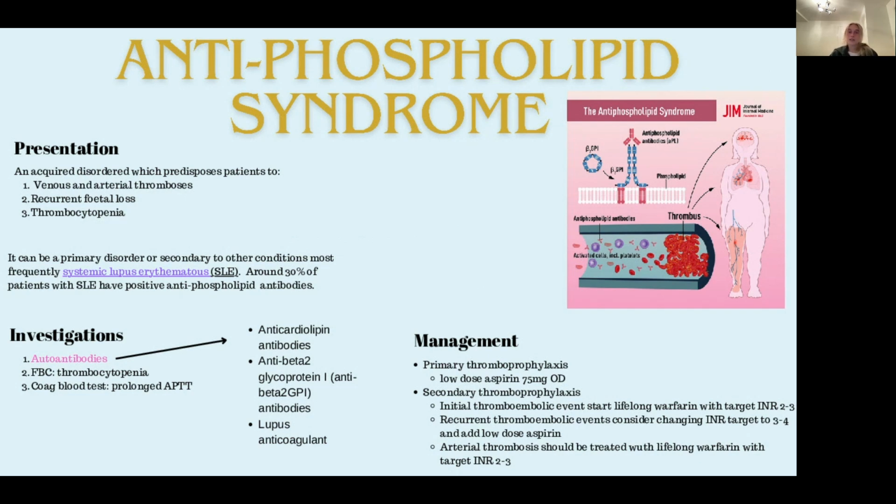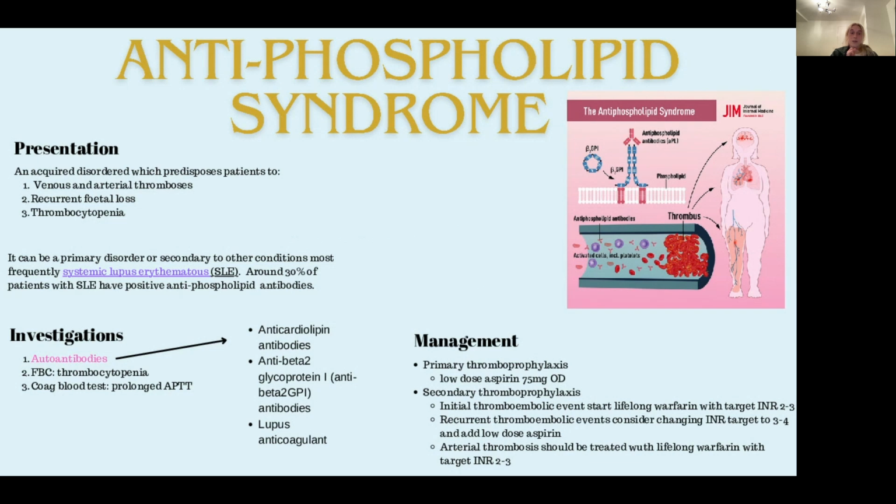Management-wise for these patients is the management of their VTE risk, really. If they've not had a thrombotic event, they've not been diagnosed with a blood clot, we can just start them on preventative treatment such as low-dose aspirin, 75 milligrams once daily. However, if they've presented and already have clots, it could be a DVT or a PE, then we need to start them on lifelong warfarin. And this would be with a target INR between 2 and 3.